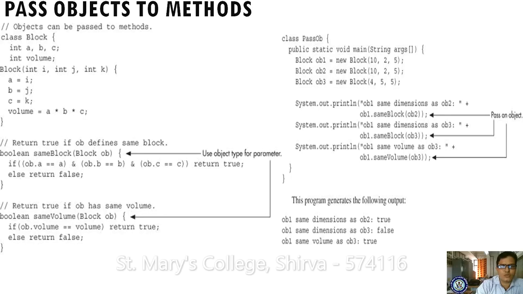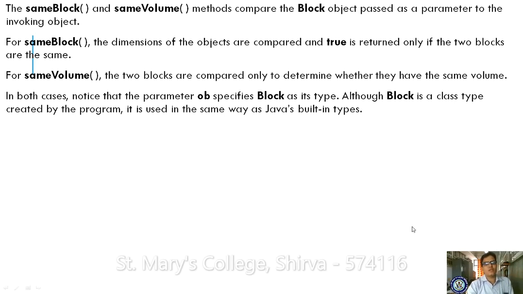Okay, passing objects to methods, you are supposed to write this program only. Here it has given the theory. The sameBlock and sameVolume method compares the block object passed as a parameter to the invoking object. Here sameBlock and sameVolume will compare according to the block objects. After that, it will check whether it is true or false. If it is the same, it will return true. If it is false, then it will return false.